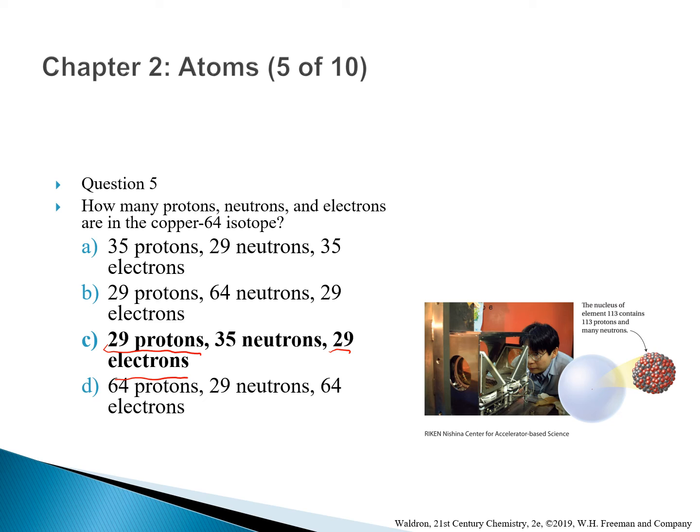From the question, it's telling you that it is copper 64. The 64 is the mass number. Try to recall the definition of a mass number. Mass number is equal to the sum of protons and neutrons. So if you need to solve for neutrons, you just have to take the mass number 64, subtract the number of protons to get to the correct number of neutrons, which is 35 for this question.